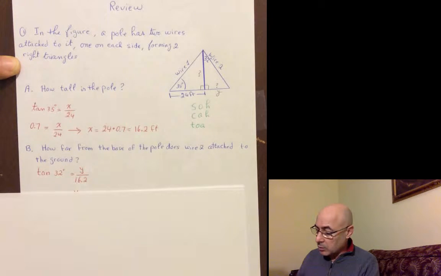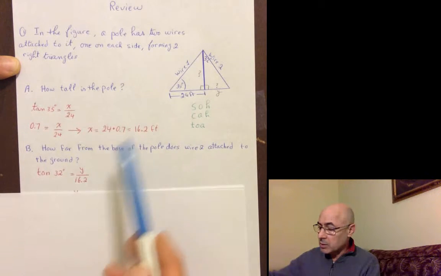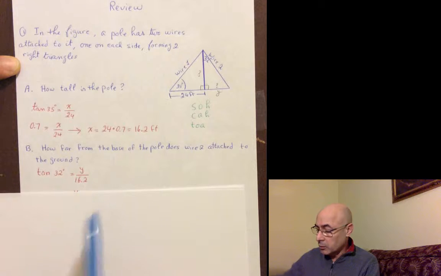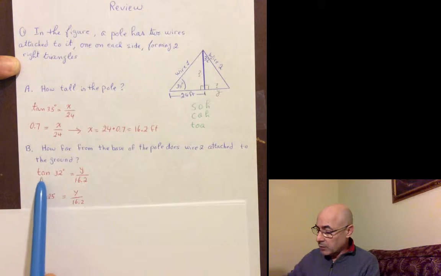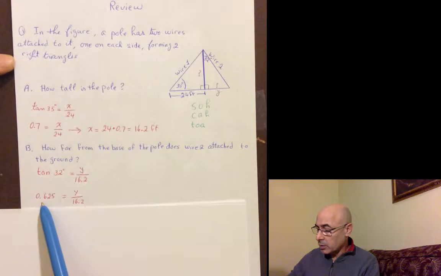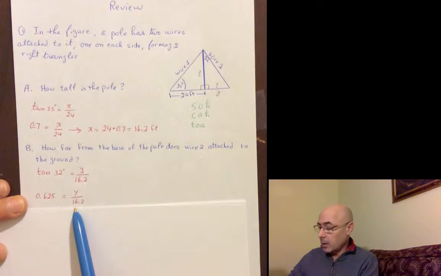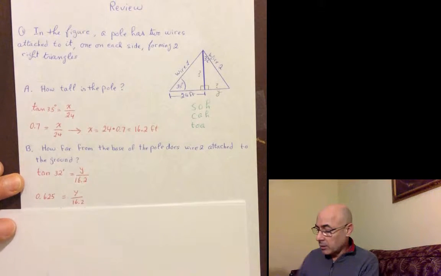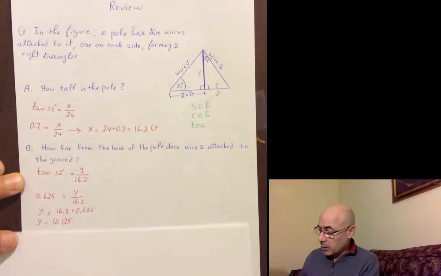So tangent 32 degrees equals opposite, which is y, over adjacent, which is 16.2. Then we can find the value of tangent 32, 0.625 equals y over 16.2. I want to get this y by itself, so I multiply both sides by 16.2, or cross multiply. So we get y equals 10.125.